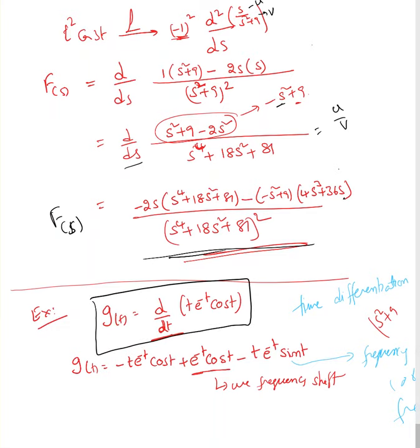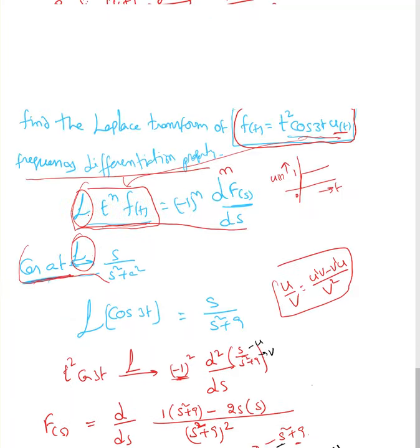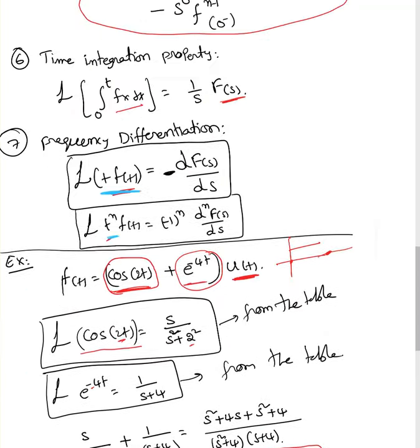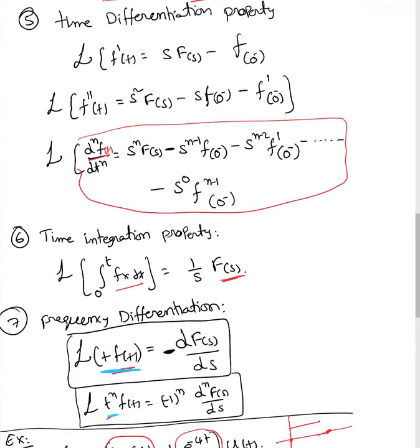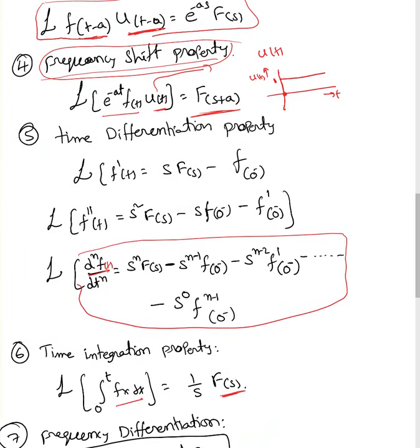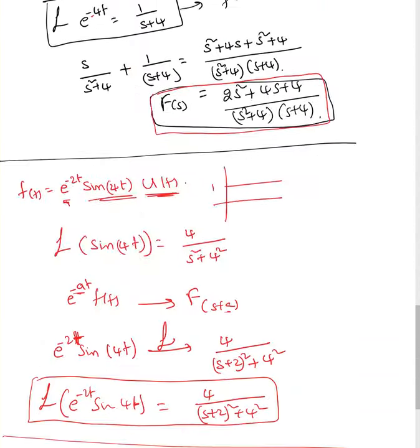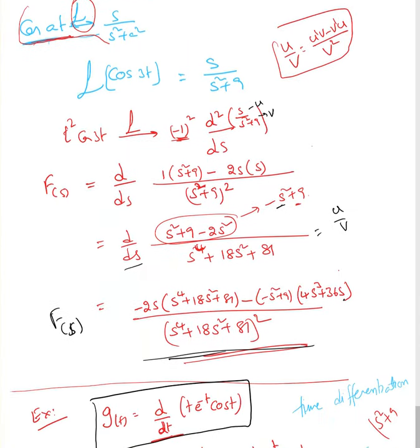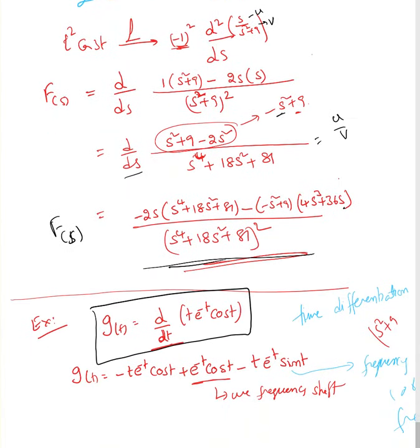The next example, g of t equal to d by dt of t times e to the power of minus t cos t. Now I have a differentiation. If you look into the seven properties I provided, here it is, the time differentiation property. If you have d to the power of n f of t over dt to the power of n, we can use this property. The given function has a differentiation here, so you can use the time differentiation property.